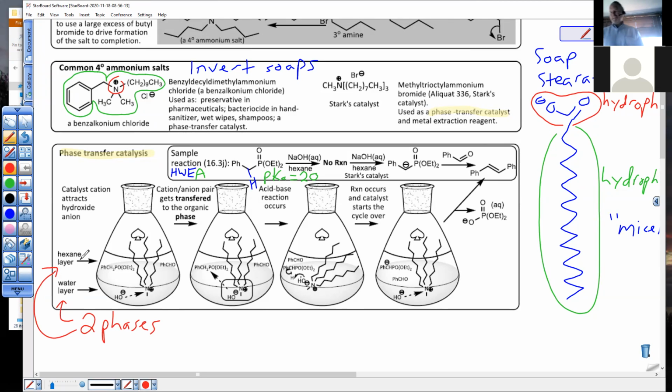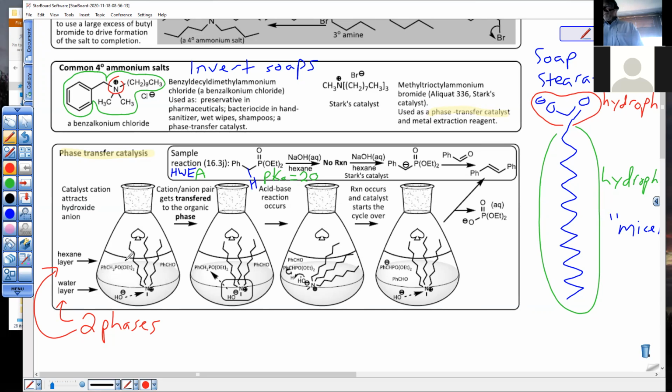Why is it on top? Well, it has a lower density than water. That's why it's on top. Well, hydroxide's stuck in my water phase because that's where it dissolves, and my phosphonate ester is up here. It does not like water at all. It's not very polar. So how is the hydroxide going to react with it if it never sees it?